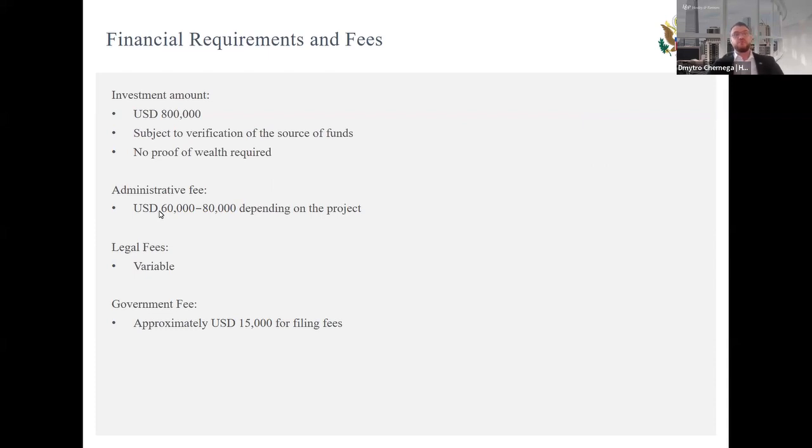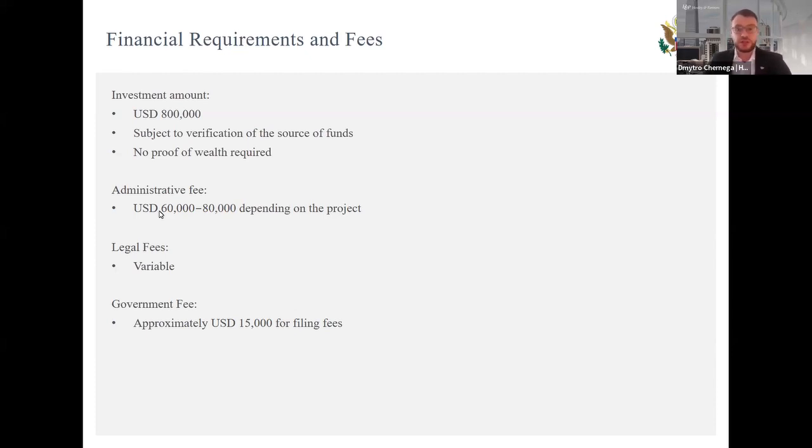So again, a few more detailed words about the financial requirements. Investment requirements are structured in the following way. The minimum investment amount is $800,000, subject to verification of the source of funds. The good news is that there is no source of wealth required, compared to many other residence or citizenship programs that we work with. So you do not need to disclose all the assets that you have globally. We need to prove where the $800,000 comes from. Of course, it should be absolutely transparent and legal.